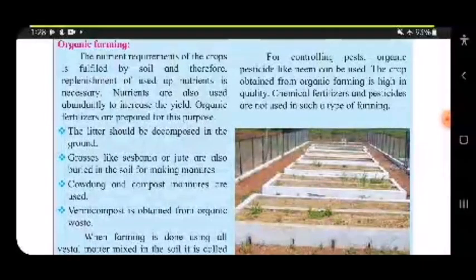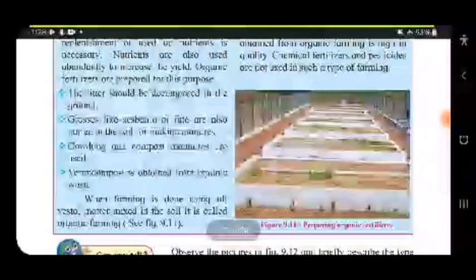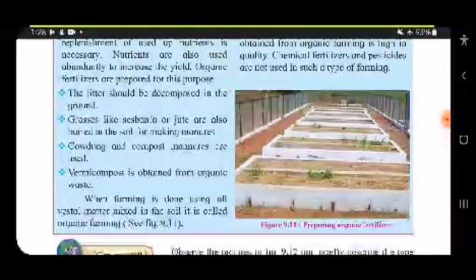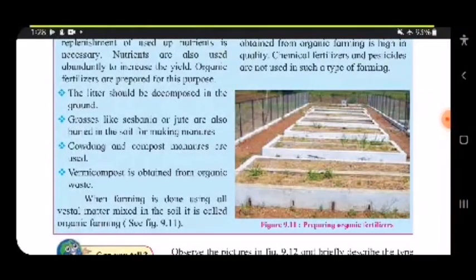Why? If you put chemical fertilizers, the plants will grow, but then it might harm the plant. So instead of that, you can use organic fertilizers. The litter should be decomposed in the ground. So you can see over here, that is how they prepare organic farming in this picture. Grasses like sesbania or jute are also buried in the soil for making manure. So there are certain grasses also buried in the mud to make manure.